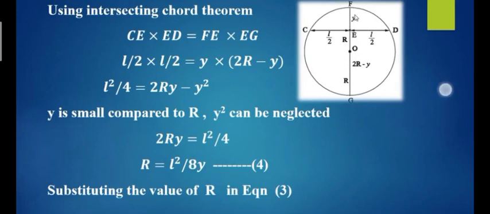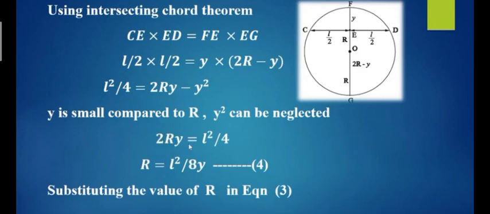FE value is y, EG value is 2R minus y. CE into ED is equal to FE into EG. So L/2 into L/2 is equal to y into (2R minus y). So we can write L squared by 4 is equal to 2Ry minus y squared. y is very small compared to R, so we can neglect the y squared value. Now we can say 2Ry is equal to L squared by 4. Then the radius of curvature we can write here as R is equal to L squared by 8y.